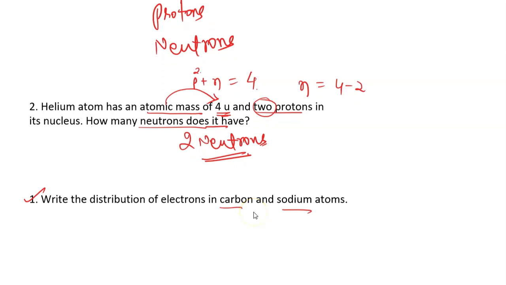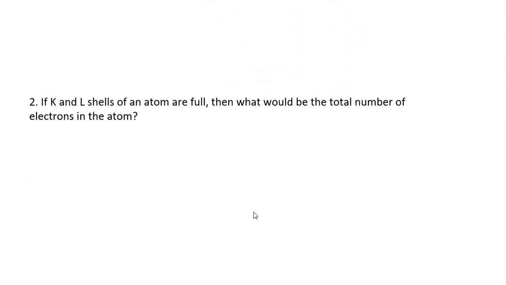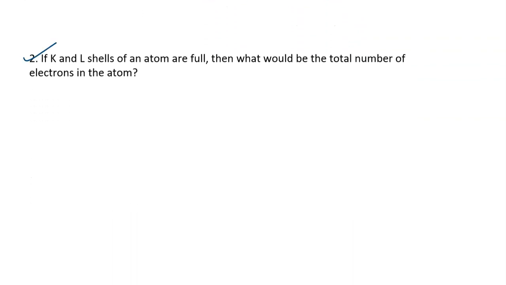The atomic number of carbon is 6, so 2 4 will be the electronic configuration. Sodium atomic number is 11, 2 8 1 will be its electronic configuration. And based on this, we can easily say how many electrons are contained in each shell, K, L, M and N shells. Okay. Number 2 we will do.